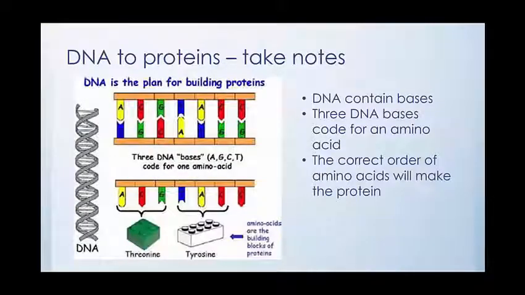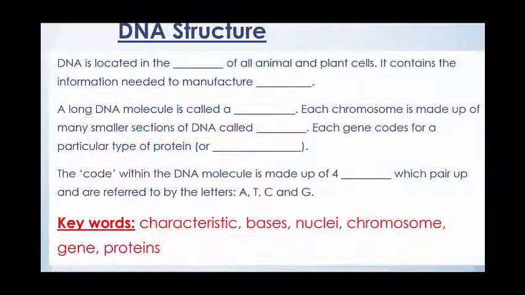Okay, so the key points you need to know. DNA contains bases, and 3 DNA bases together make a triplet that codes for an amino acid, and the correct order of the amino acids will make one protein. Okay, I want you to have a go at copying and completing this text. Pause the video while you do that, and then we will go through the answers.